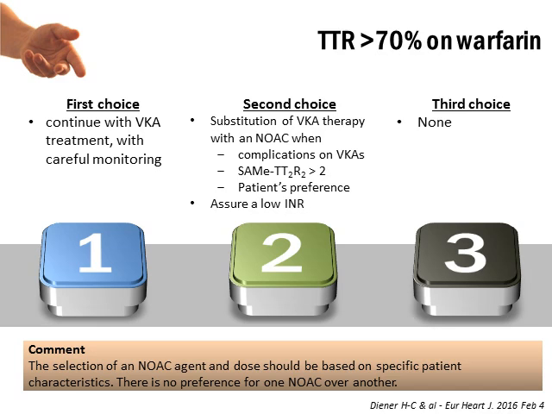Again, from the paper published recently by Diener, you can continue the vitamin K antagonist with careful monitoring, especially if the patient preference is in this direction. A second choice, or I may better say alternative first choice, is to substitute vitamin K therapy with NOAC, especially assuming the superiority in efficacy and in safety in this patient, and especially in patients with SAMe-TT2R2 above or equal to 2. And also, the patient preference is very important in this regard. For beginning this therapy, we should have an INR below 2 for Dabigatran or below 2.5 for Rivaroxaban, as was shown in the pivotal studies with these agents.